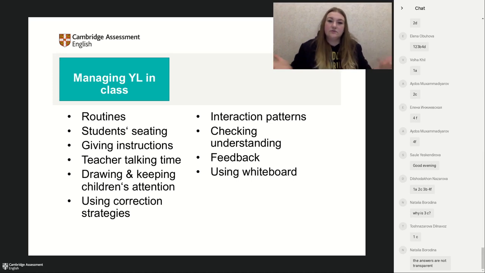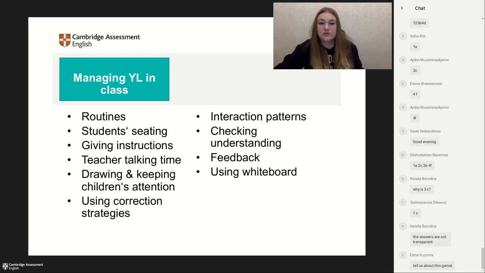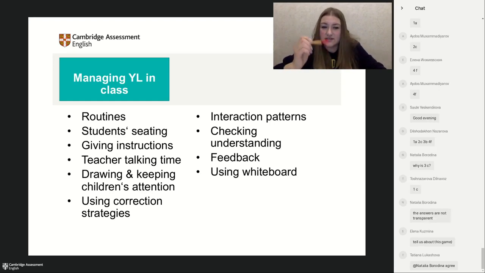Student seating, so you can organize the tables in your classroom to put them in a circle if it's a small group, or to put them in the form of a horseshoe. Again, it depends on the situation, on your group. Giving instructions here, and of course, support your instructions with some visual aids. Teacher talking time, again, it's connected with giving instructions. So you have to be careful, and do not give a lecture.